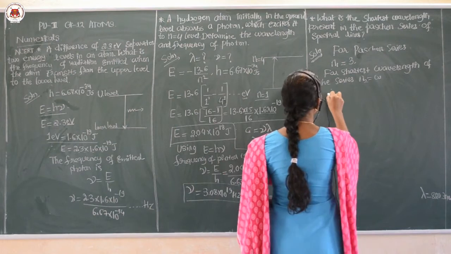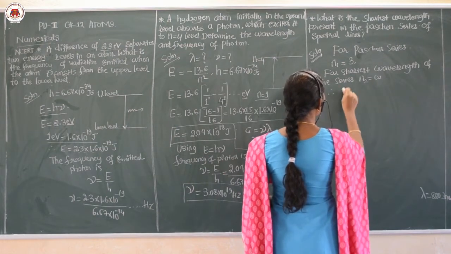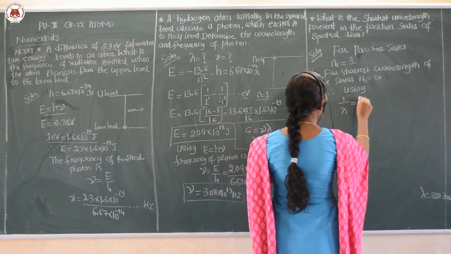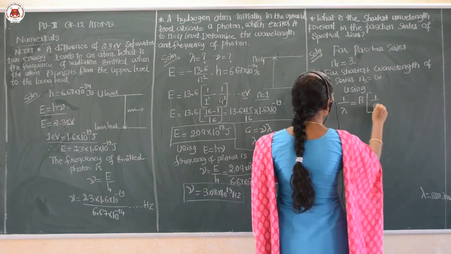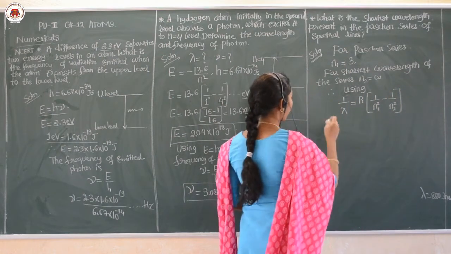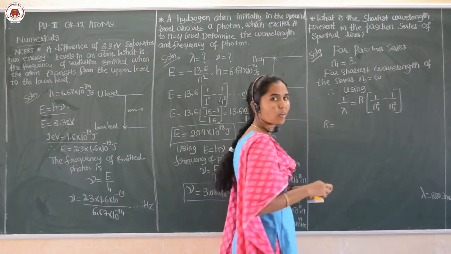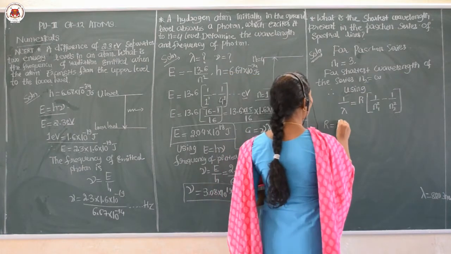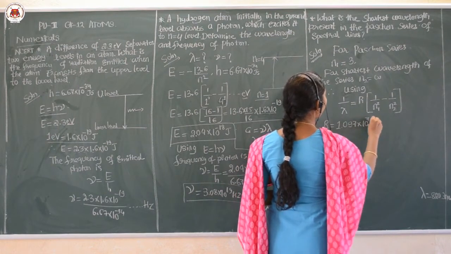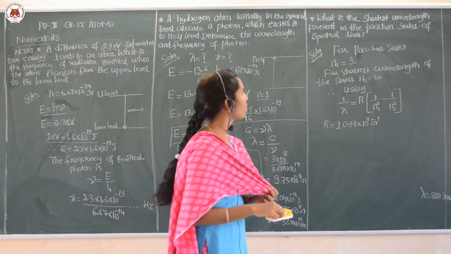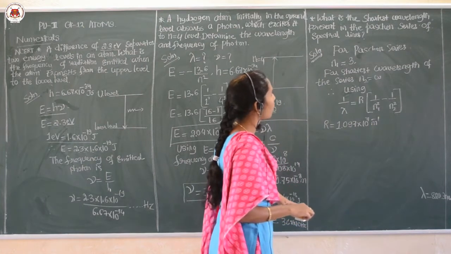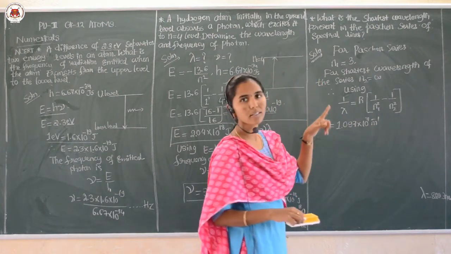Yes. Therefore, I can write using 1 upon lambda is equal to R into 1 upon n1 square minus 1 upon n2 square, where R is the Rydberg constant. What is the value of R here? 1.097 into 10 raised to 7 per meter. This you know already, right? And now let us substitute the values of n1, n2 and R in the given formula. Then let us calculate now the shortest wavelength here.